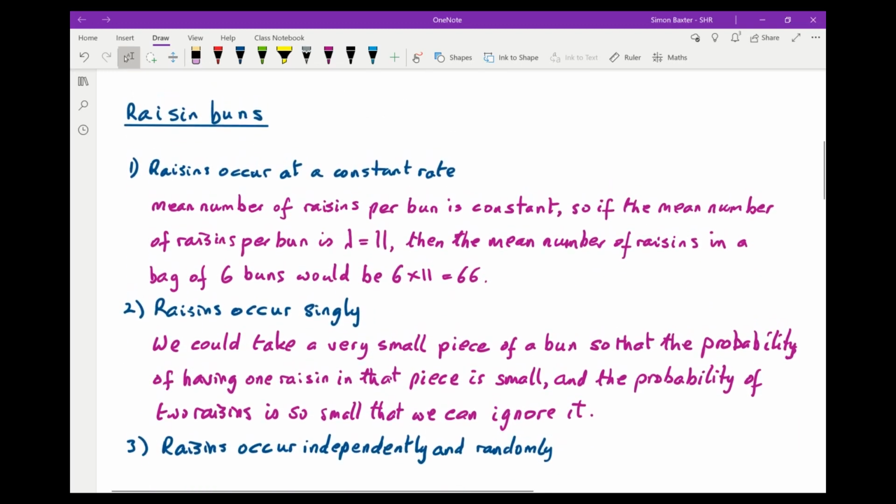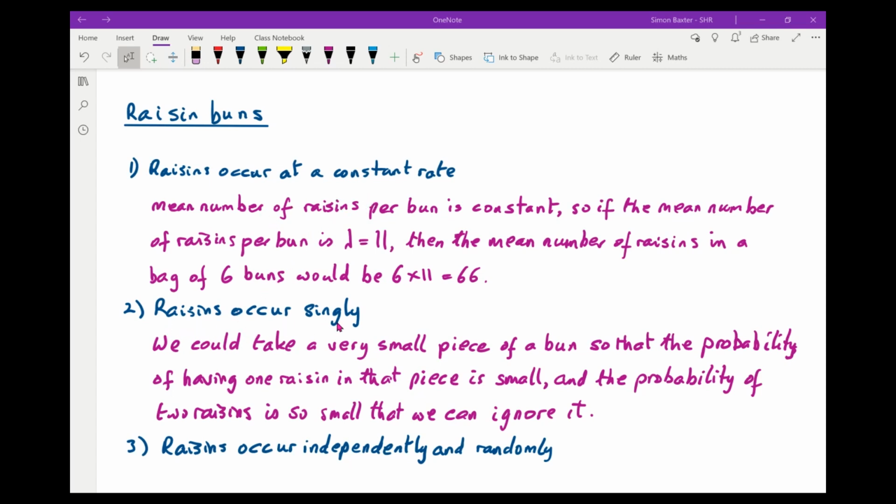As I mentioned in the video, the raisins occur at a constant rate, so that the mean number per bun, if we were to take a rather large number of buns, we would find that the mean was constant, perhaps 11. Then the mean number of raisins in a bag of 6 buns would be 6 times 11. So raisins occur at a constant rate.